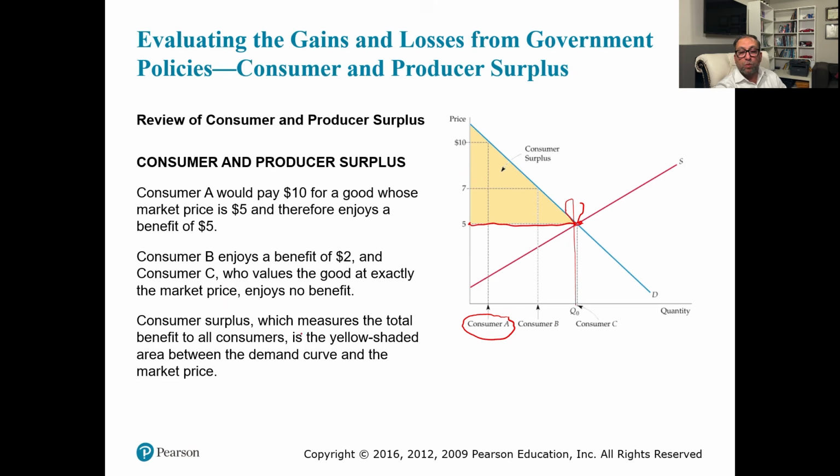A consumer whose value is exactly the same as the market price enjoys no benefit. So consumer surplus, which measures the total benefit to all the consumers A, B, C, D, or whatever, is the yellow shaded area between the demand curve and the market price. The technical definition is the area below the demand curve and above the price line.